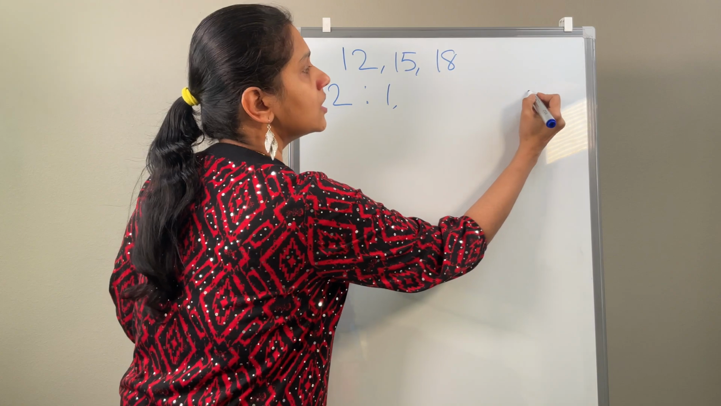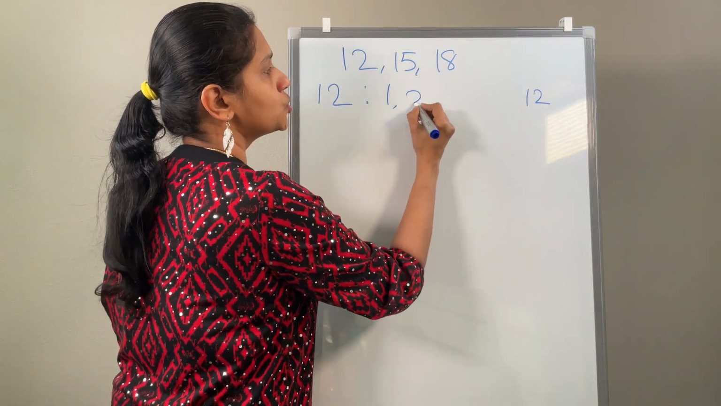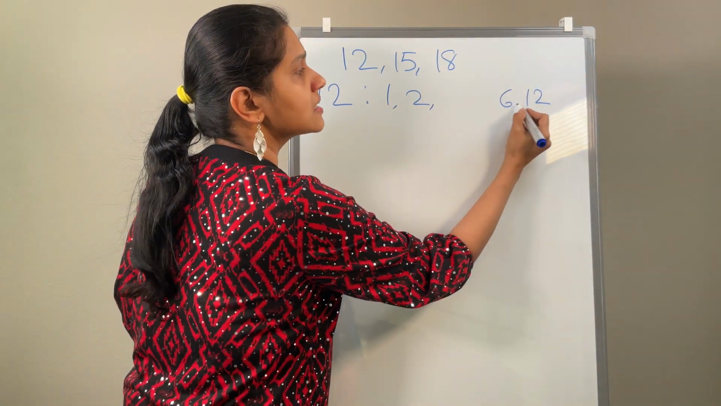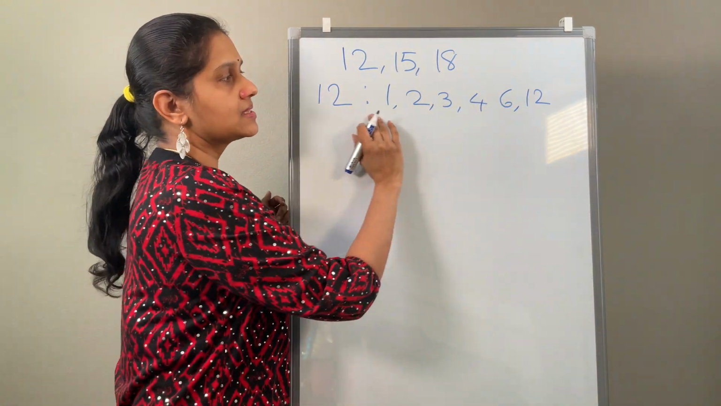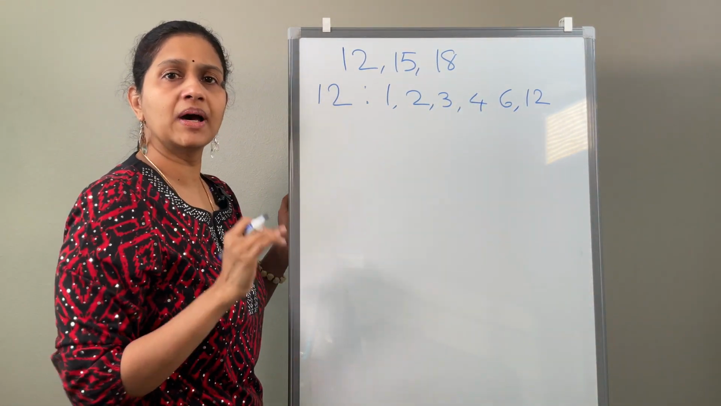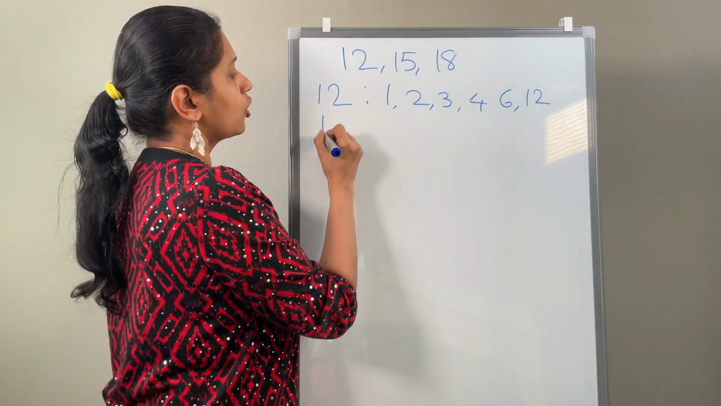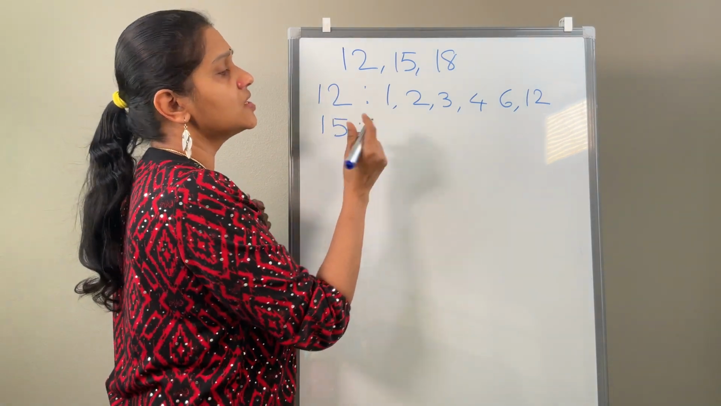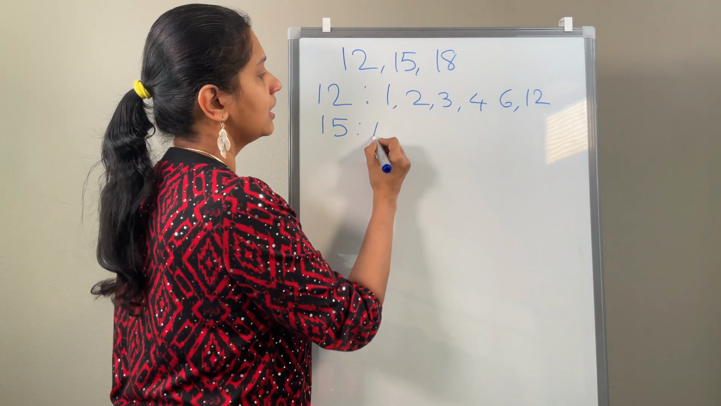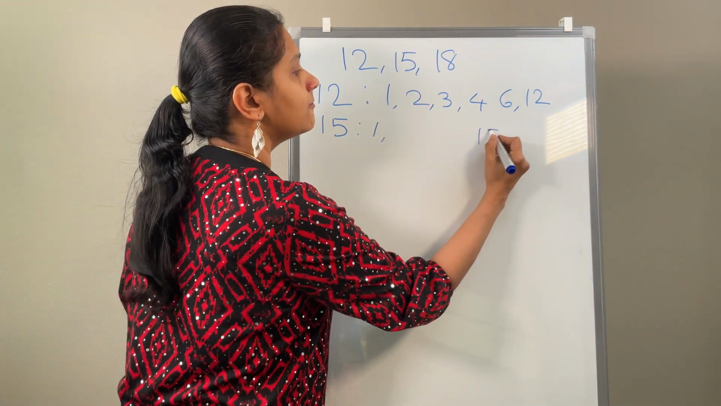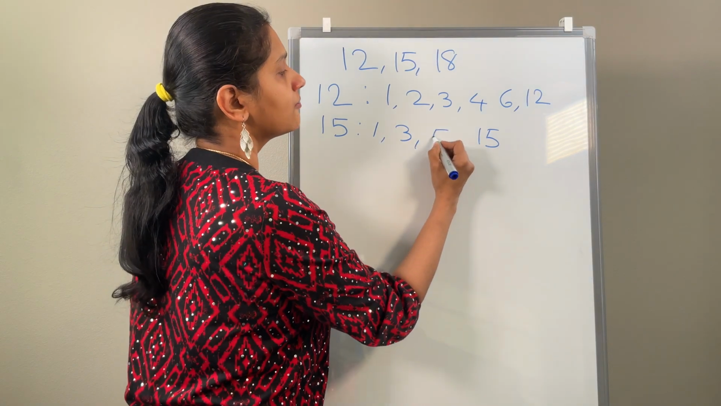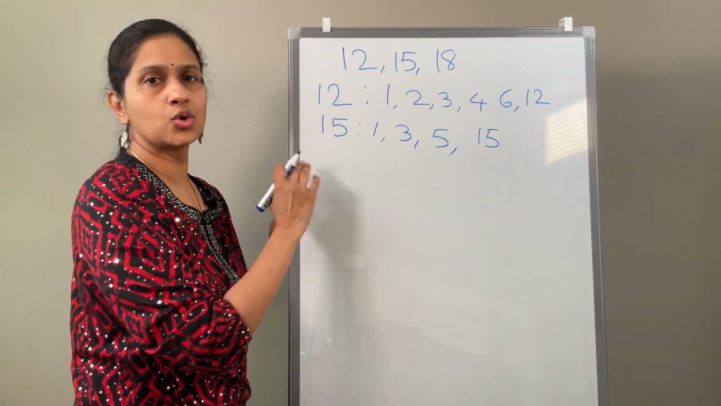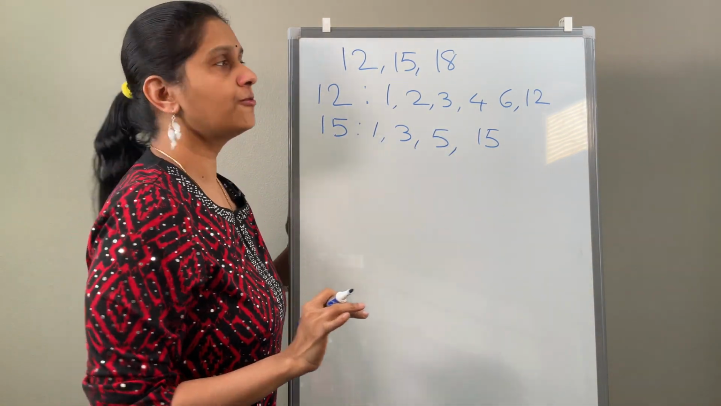1 times 12, it's 12. What about 2? 2 times 6. 3 times 4. So first I am listing the factors of the number 12. Next, you are going to list factors of the number 15. 1 times 15. 2, it won't go. What about 3? 3 times 5. That's it. 4, 5, 6, nothing goes. So these are all the factors of 15.